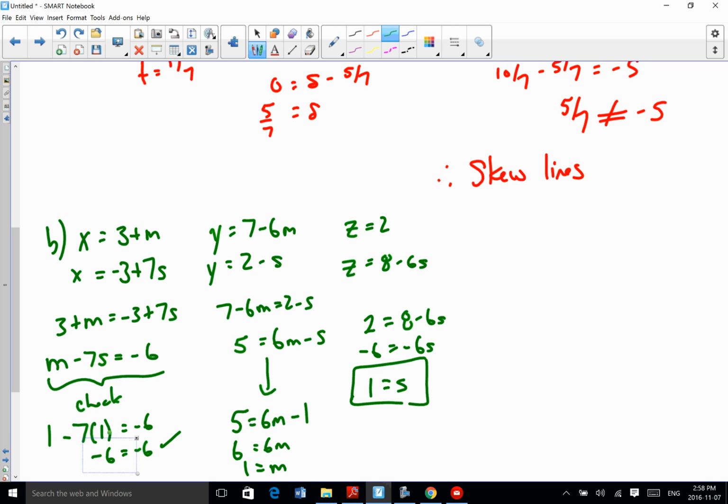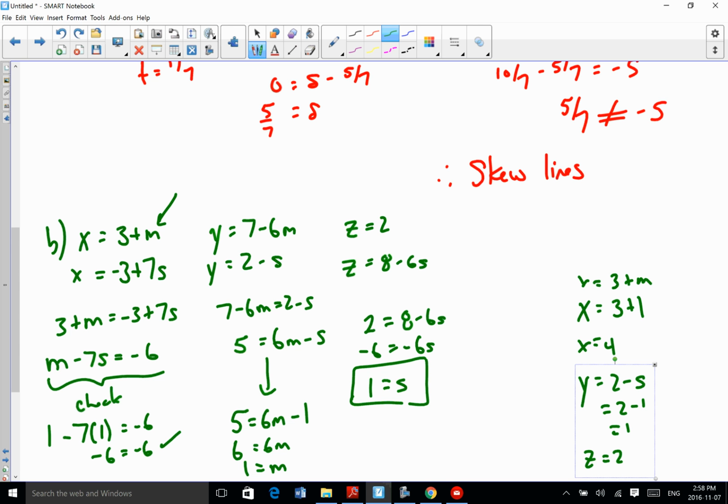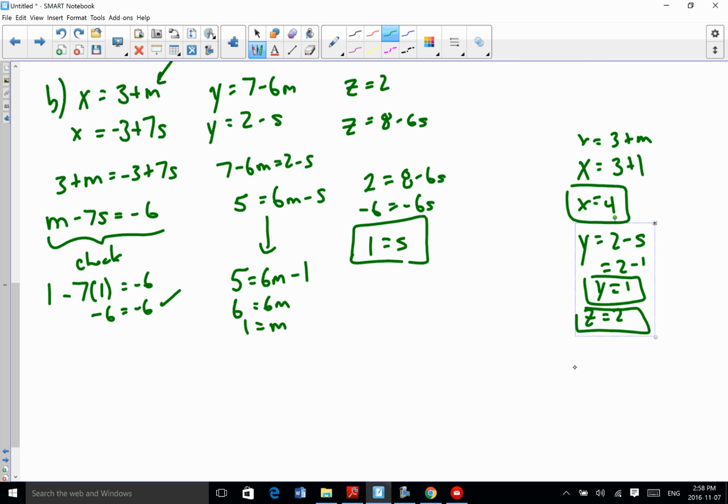What is our POI? Well, I've got to figure it out now. So x equals, I can pick either of the x equations. Let's pick the 3 plus m one. So 3 plus m, what did we say m was? M was 1. So x is 4. For y, let's do 2 minus s, that one's easier to work with, so 2 minus 1 is 1. And z equals 2. Here's my x, here's my y, there's my z, therefore my POI is 4, 1, and 2.